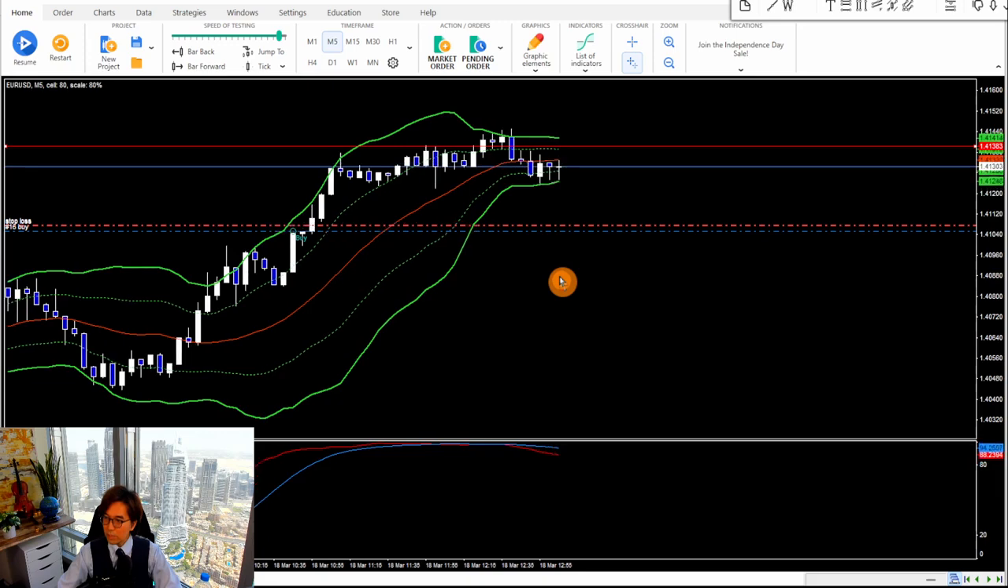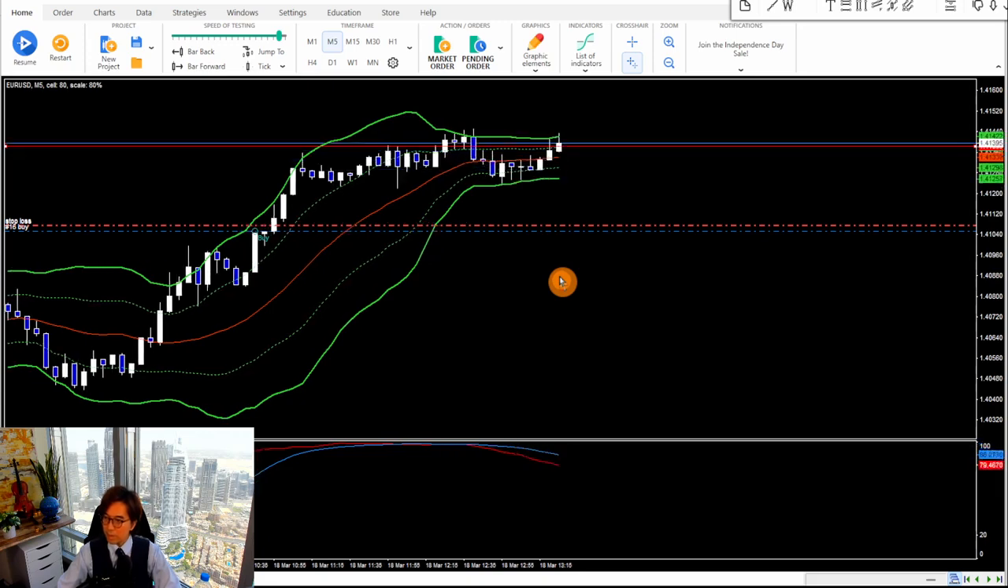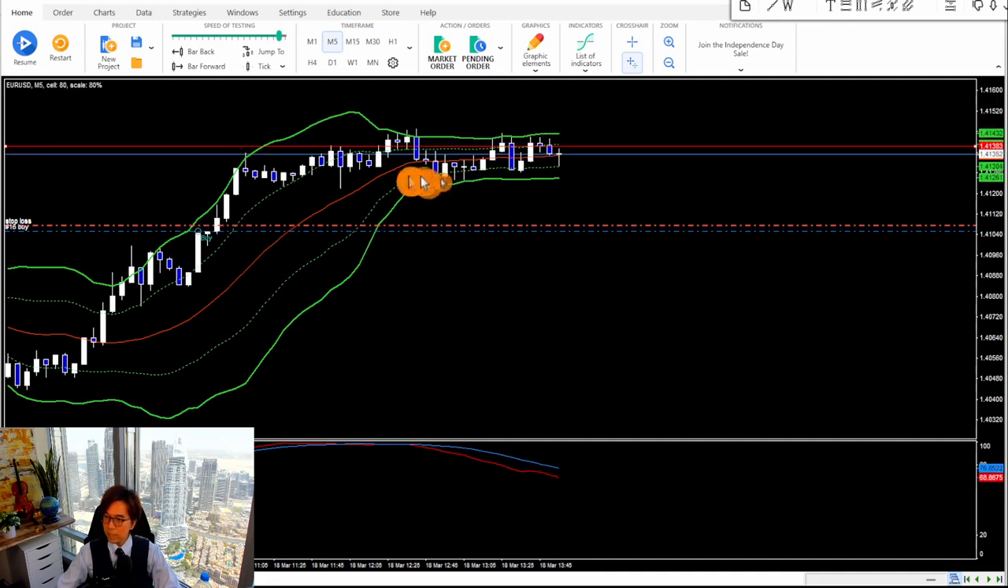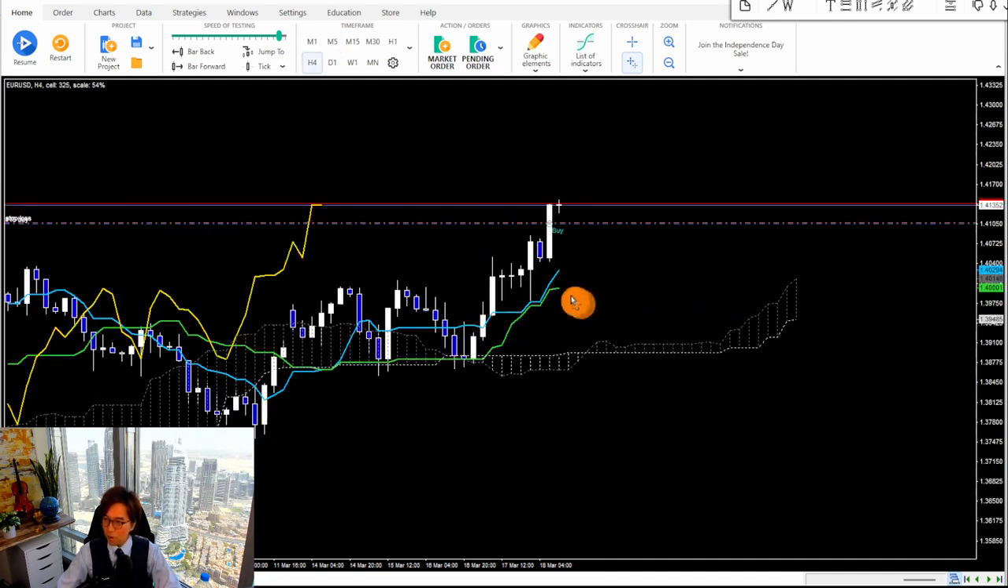Okay, initially it retraces. Let's see if it breaks. Okay, this time it's ranging. And let me check the 4 hour. 4 hour is up still. You can see that the Senkou Span A is up, and Kijun Sen angle up also. So buyers still dominant over sellers. So I don't exit in this case.